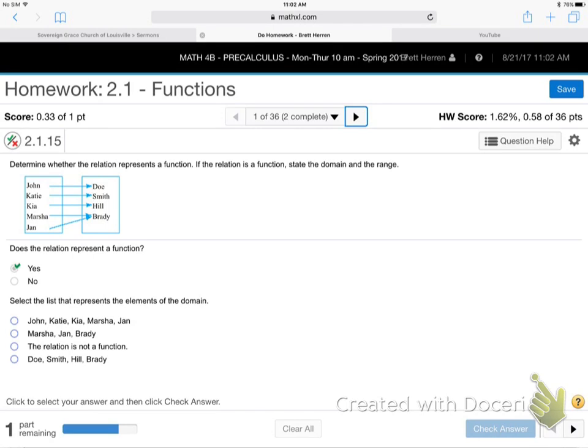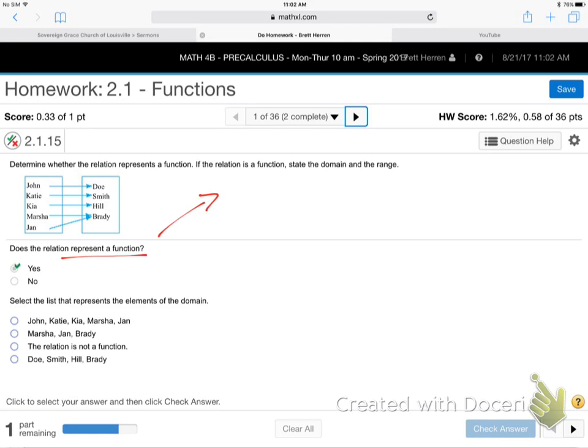So there we have a relationship between people, right? We got John Doe, first name, last name, Katie Smith, Kia Hill, Marcia Brady, and Jan Brady. That's a first name, last name. First name, last name is a function. It's a relation. All a function is, is a relationship between two things. So your first name and your last name, that's a relationship. Is it a function? Yes.